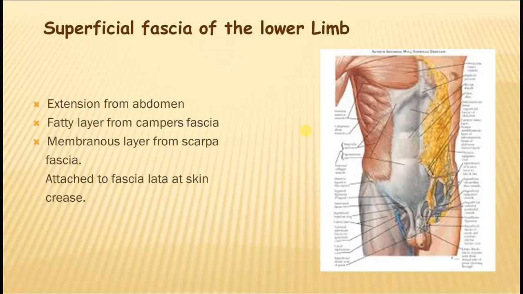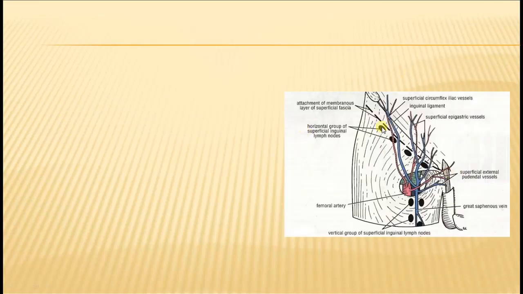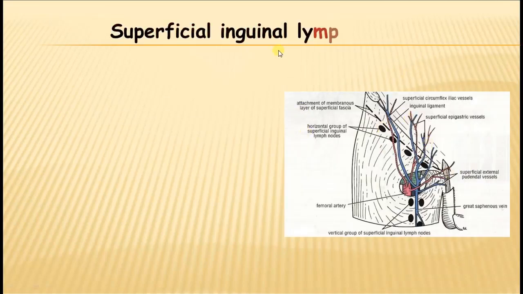So we have seen the cutaneous nerves. Then in the superficial fascia, we also come across a group of lymph nodes. They are called the superficial inguinal lymph nodes. In the deeper aspect, we also have deep inguinal nodes. The superficial inguinal nodes are present as two sets. One is the vertical set and the other one is the horizontal set. So you have the horizontal and the vertical set.